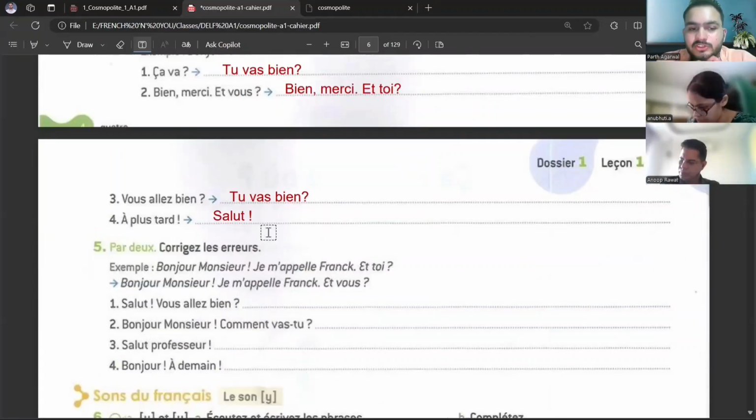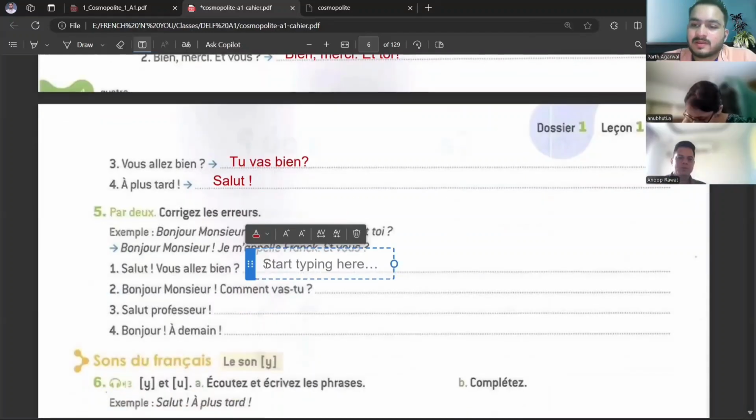So now in question number 5, they're asking you to find out the mistakes in the sentences. So there are a few mistakes in the sentences, depending upon the situation, can be about anything. So you have to correct that. Tu vas bien. So you can change it either way. Either you can put bonjour, vous allez bien, or else you can do salut, tu vas bien. Okay. Next one.